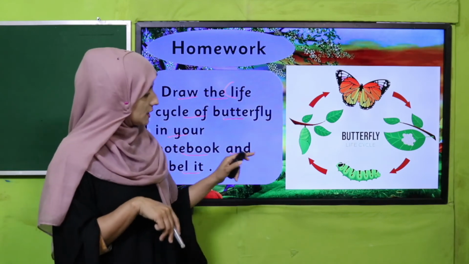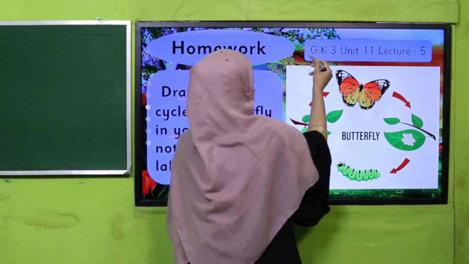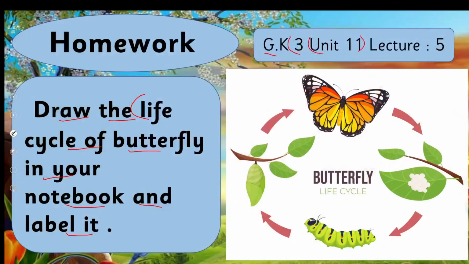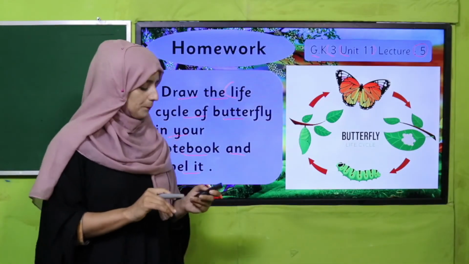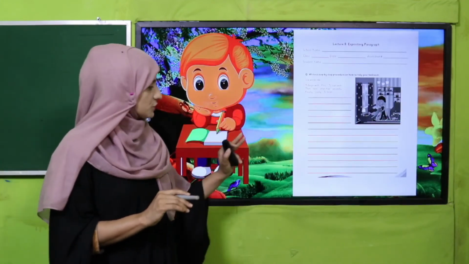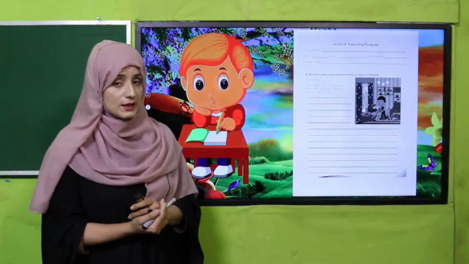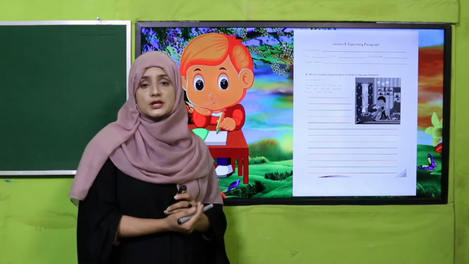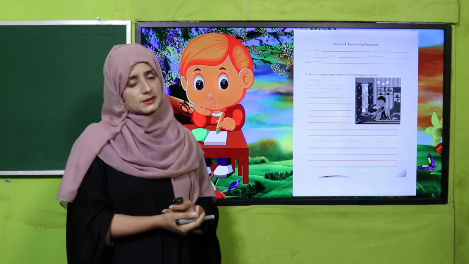Moreover, we have already learned this; I am giving you the reference: GK 3, unit number 11, lecture 5. You have already learned about the life cycle of a butterfly, so you can get guidelines from there. My dear teachers, this is the worksheet. The worksheet link is given below. You should click it and provide it to your students in printed form so that we can see how students can write any paragraph step by step using sequence words.